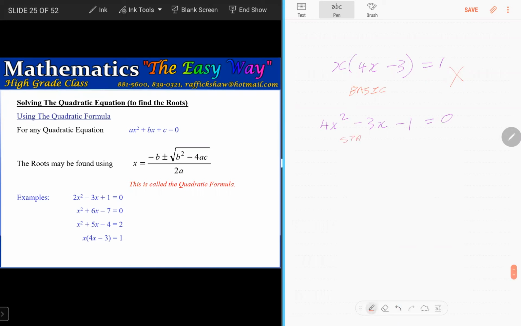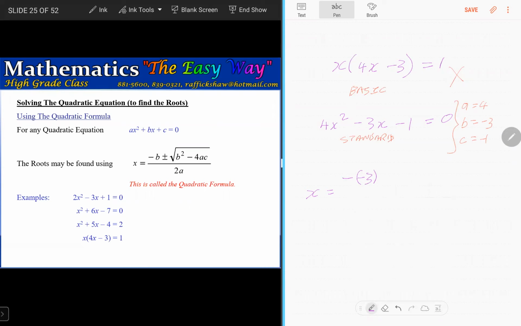Now that it is standard, we can get the A, the B, and C. The A equals 4, the B equals negative 3, C equals negative 1. We're ready to solve. We know the A, the B, and the C, and we're using the quadratic formula. So x becomes minus b, and the b is negative 3. Bracket it, or we can leave it unbracketed. Let's leave it bracketed for now.